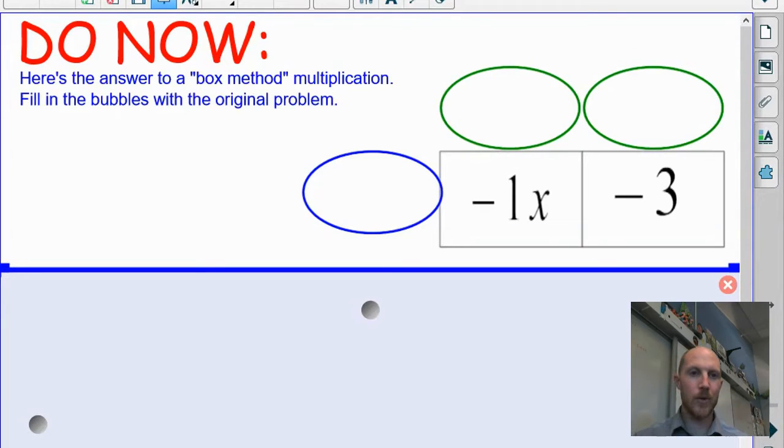Well, hey, algebra, here is the do now for today. There's an answer to a box multiplication problem there. See if you can figure out the original problem into the green and blue bubbles.